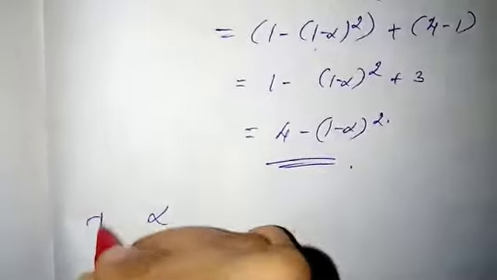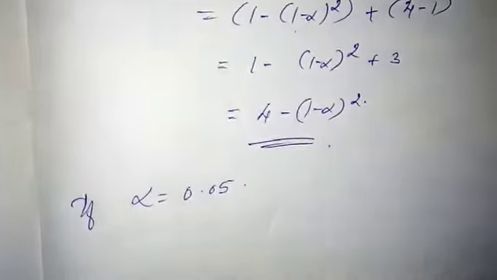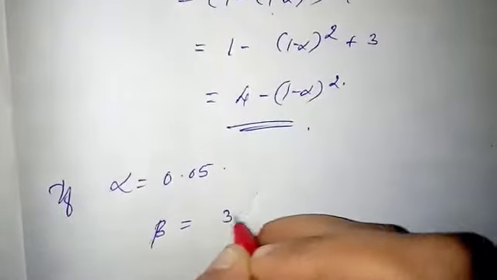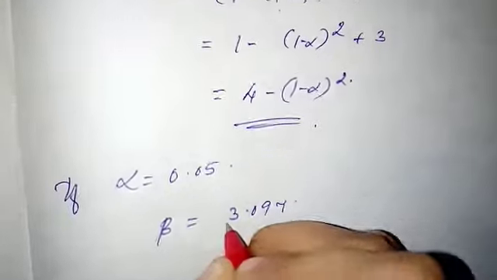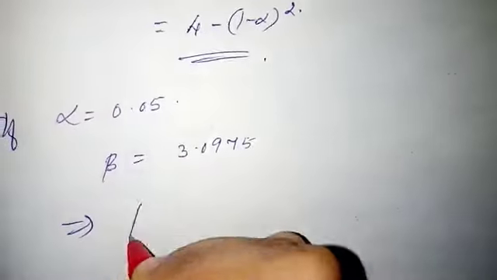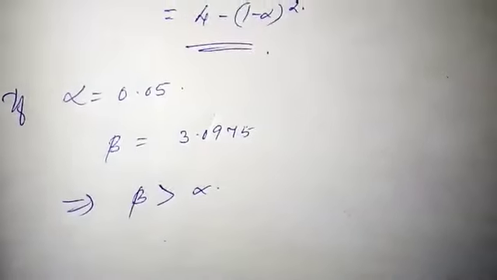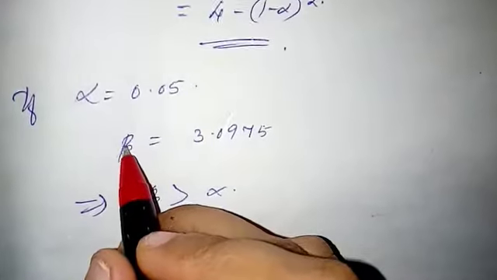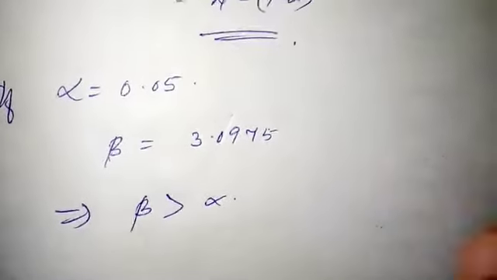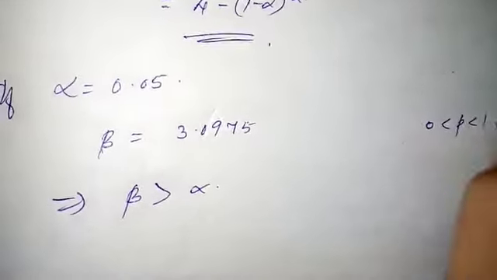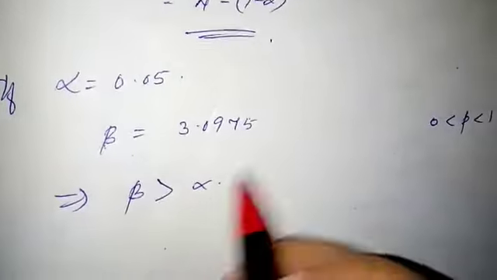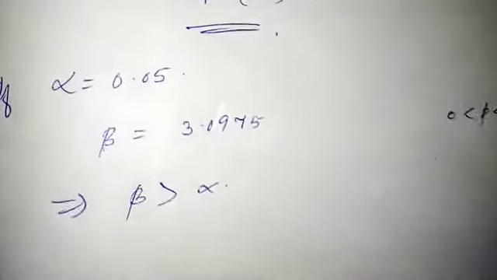When alpha is equal to 0.05, what is the beta value? Substituting the value, we get 3.0975. So beta is greater than alpha. What is the power of the test? Power of the test means the probability of rejecting H naught when the alternative hypothesis is true. We know that a probability lies between 0 and 1, but here beta is greater than 1. This is due to the improper density under H1.